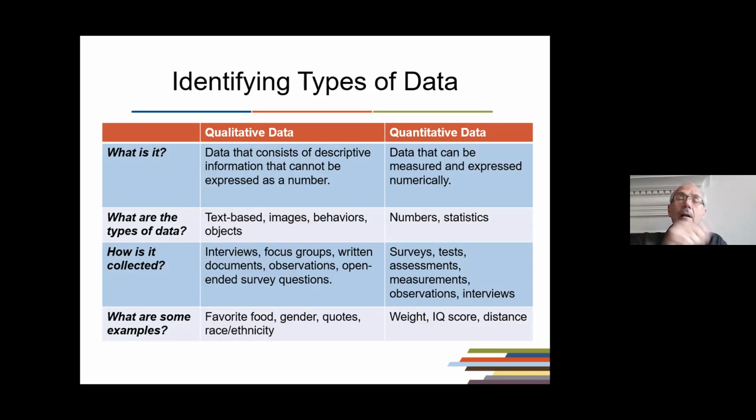So what is it? Qualitative data is data that consists of descriptive information that cannot be expressed as a number. Types of data: text-based, you may analyze a text, images, behaviors, objects. How do you collect it? Well, interviews, you've all heard of key informant interviews, focus groups. I've conducted numbers and numbers of focus groups.